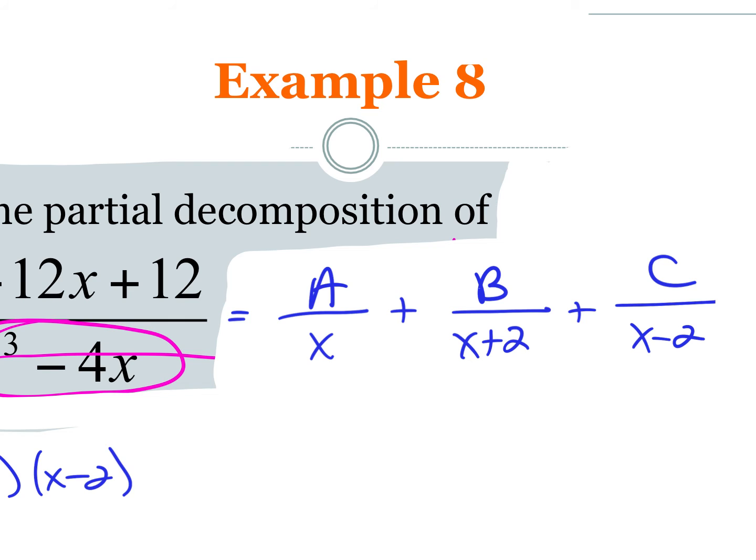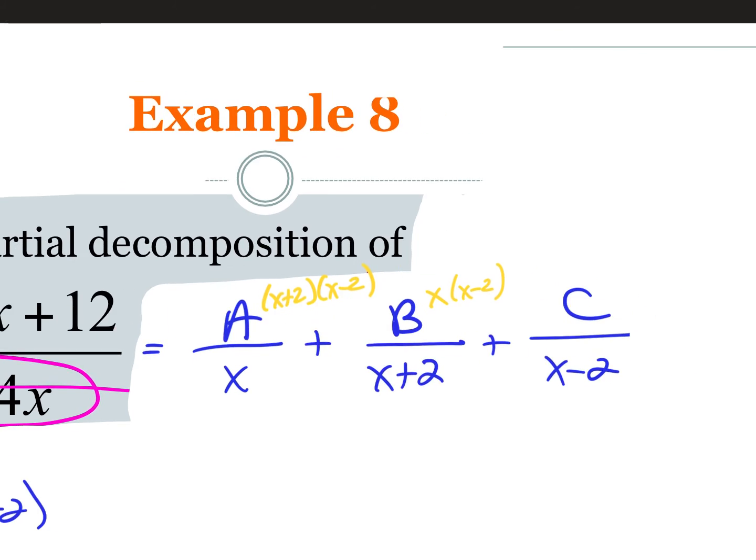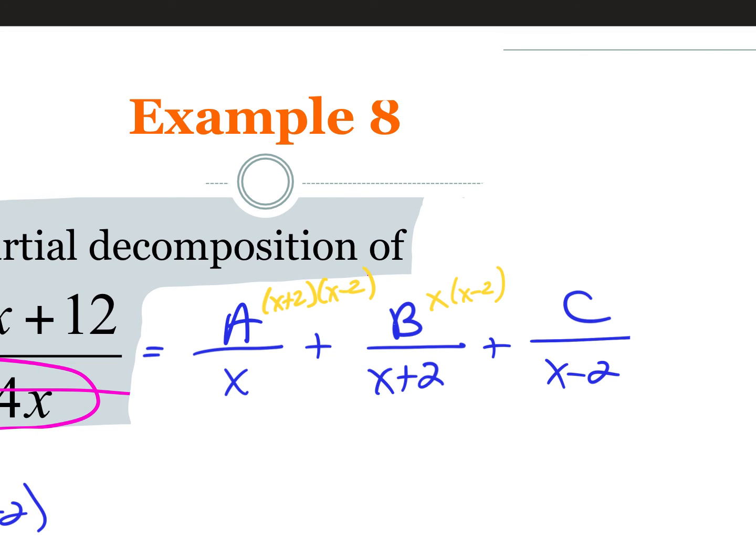So the first fraction has the x. What are the 2 things that it's missing? The x plus 2 and x minus 2. Your second fraction has the x plus 2. What are the two things that it's missing? x and the x minus 2. Good. And then C has x minus 2. It's missing x and x plus 2.